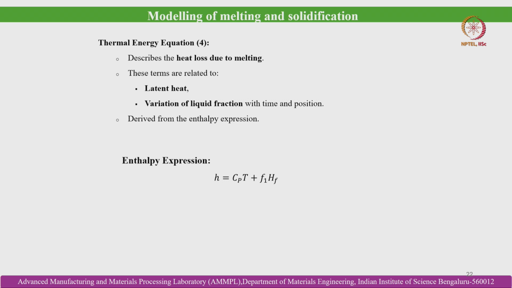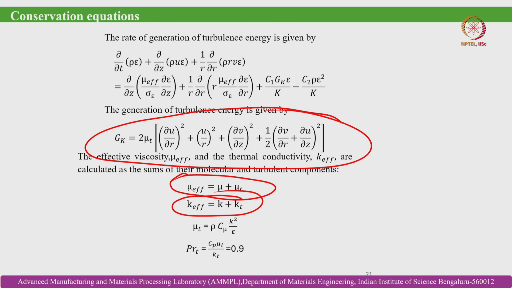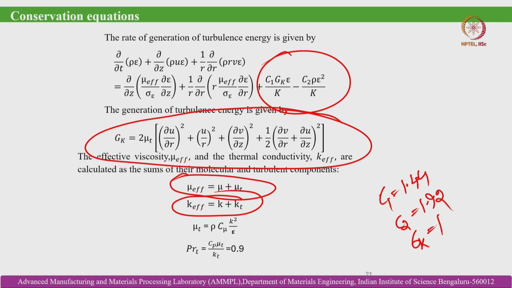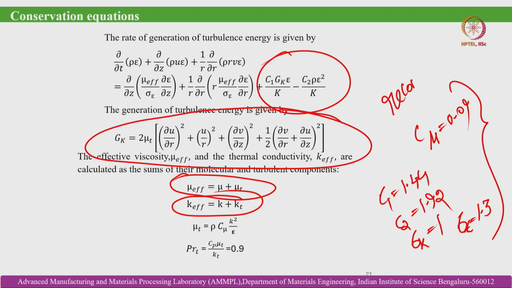So, the recommended values for the 5 empirical constants are mentioned over here. C mu is equal to 0.09, and C1 and C2 that we have shown earlier are C1 equal to 1.44 and C2 equal to 1.92, sigma k is equal to 1, and sigma epsilon is equal to 1.3, whereas C mu is equal to 0.09. So, these are the recommended values for the 5 empirical constants. Okay.